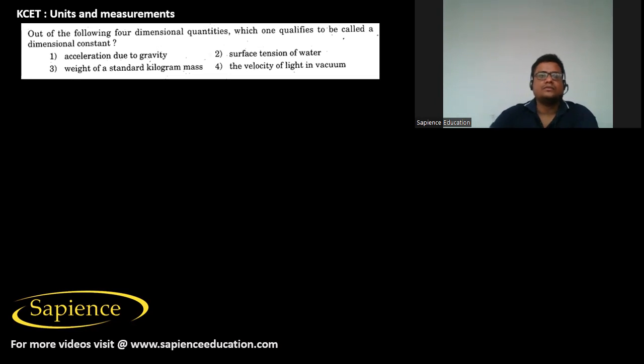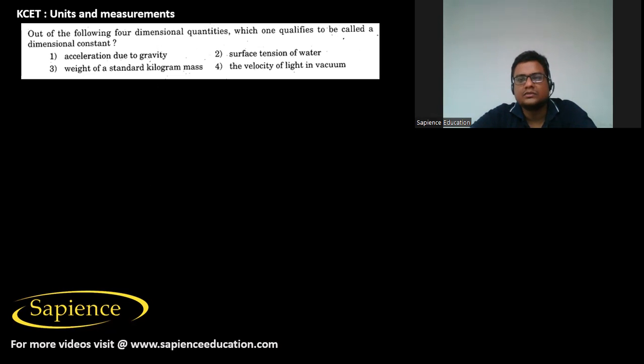Then it is told, out of the following four quantities, which one qualifies to be a dimensional constant? Acceleration due to gravity. Weight of a standard kilogram mass. Surface tension of water. Surface tension will change with temperature, so it is not a constant. The velocity of light in vacuum, that is a constant.